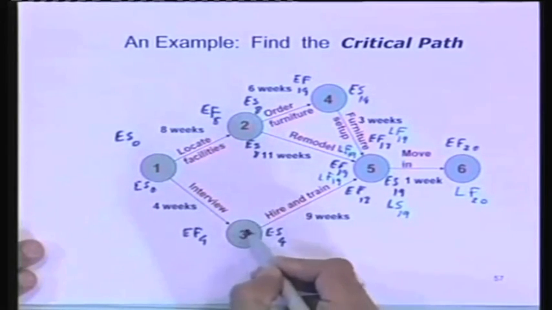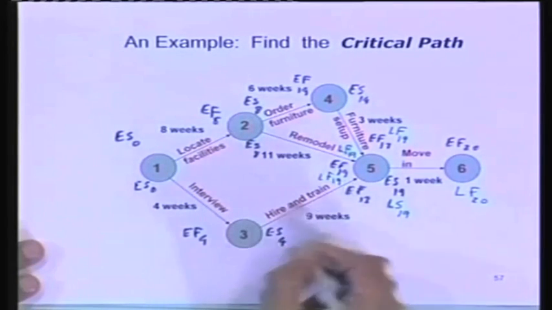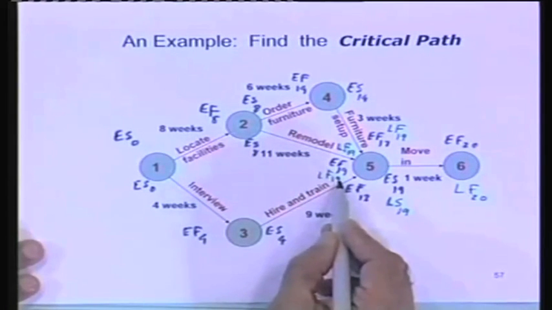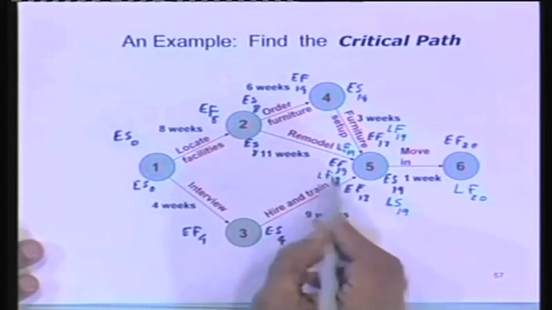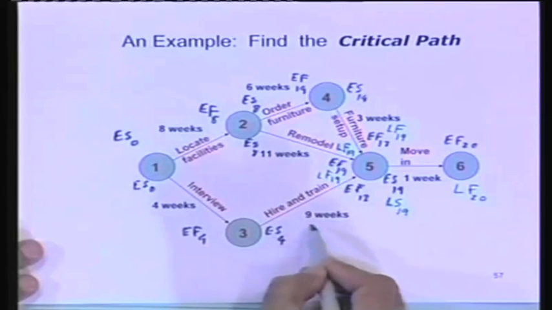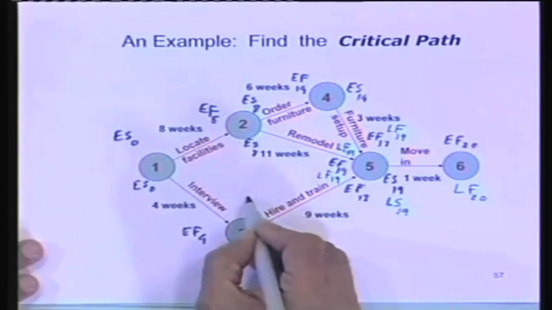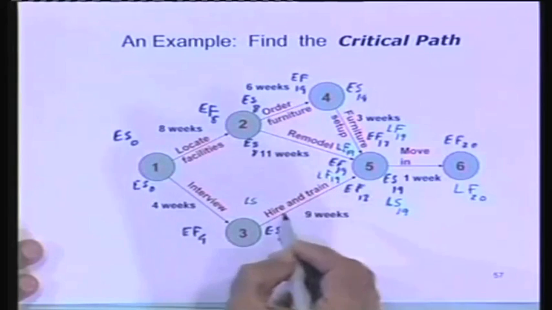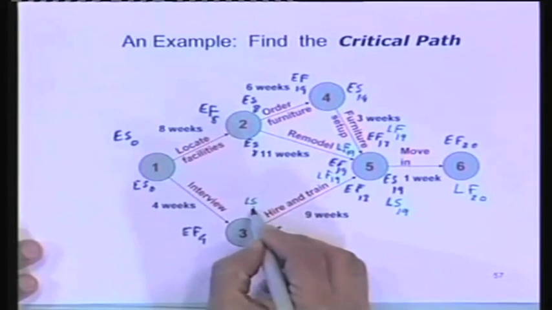The latest start of this task: the latest finish is 19, and the task is going to take you 9 weeks. So what is the latest start? 19 minus 9 is going to be 10.